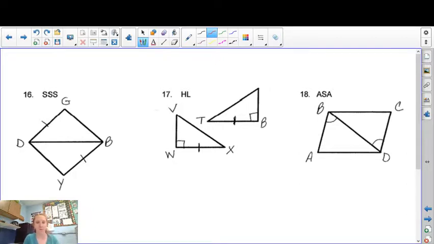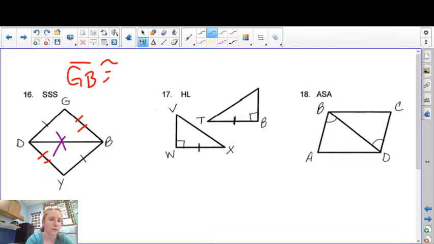Woohoo, last page. Get into home base. All right, so this guy's my given. So I need to know that this one is equal to this one. So I need GB is congruent to YD.